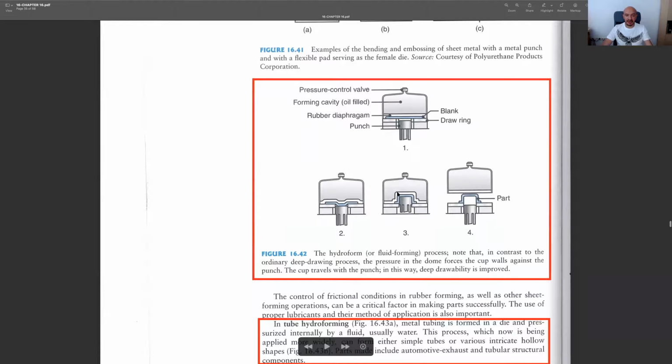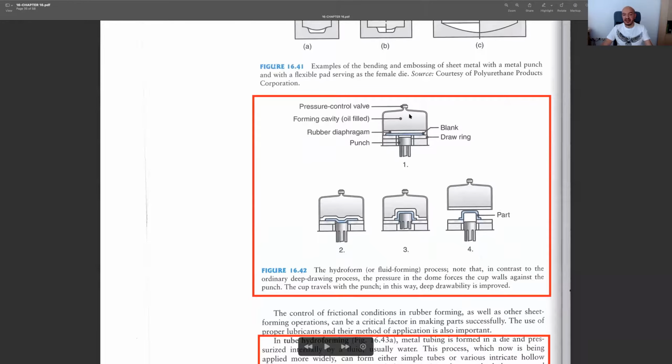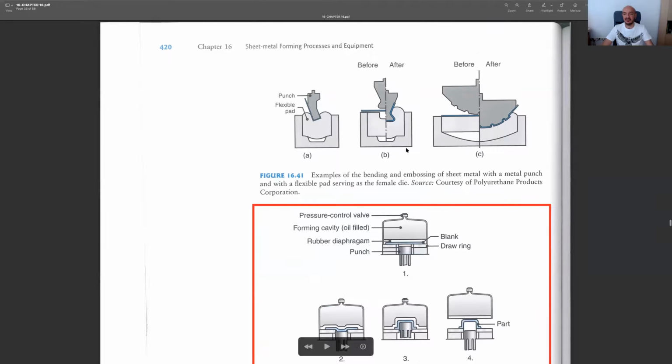Then in the hydroforming process, we need to use some special tanks, and this tank is usually filled with oil. The pressure is obviously highly important here, and in between the oil and the sheet metal, we have a flexible material. This is a rubber diaphragm, and again we need to have a punch. What we do is push our punch onto the sheet metal, and our punch will be going into the tank. And as you know, the pressure is higher inside here, so it will be applying some triaxial compressive stresses on the sheet metal. And again, our sheet metal will be covering the punch, as in the case of the rubber forming operation.